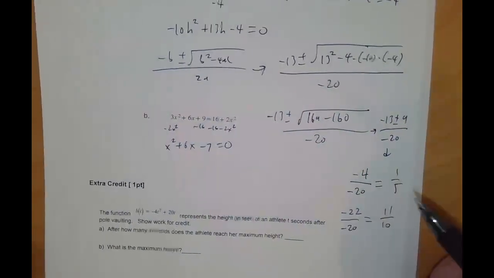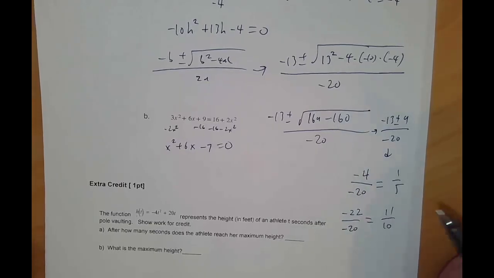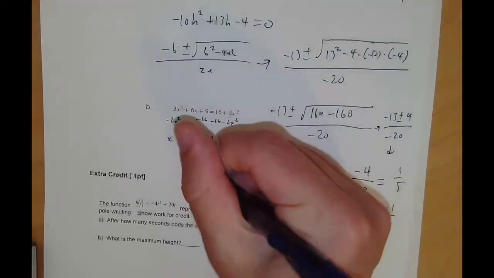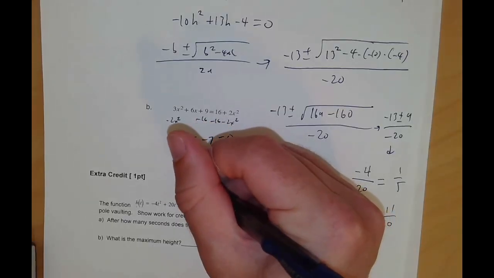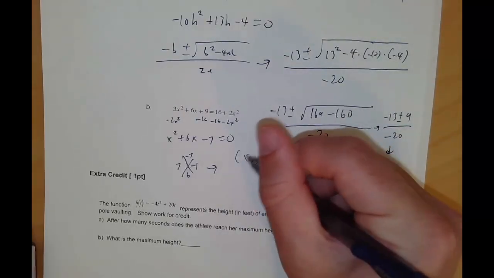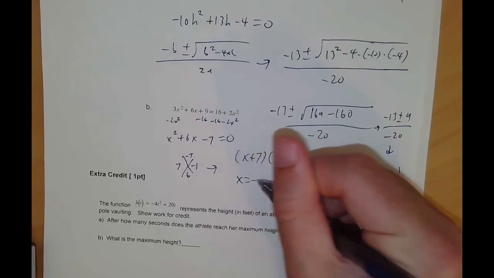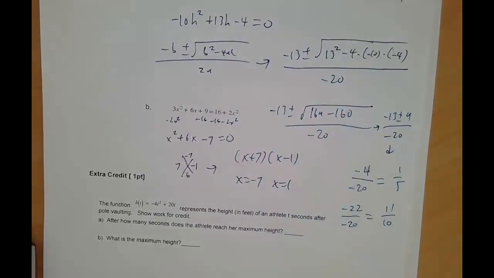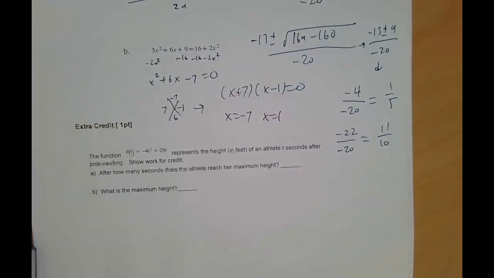A is 1. I can factor this. Two numbers that multiply to get negative 7 and add to 6. That would be 7 and negative 1. So my factors are x plus 7 times x minus 1. So x equals negative 7 and x equals 1. Okay.